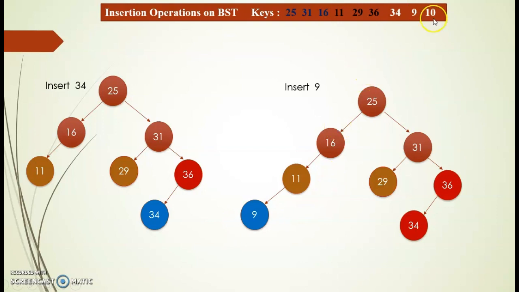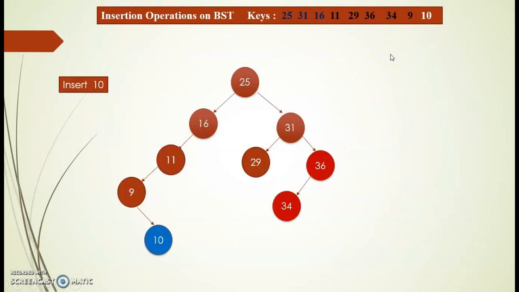Similarly, if you go ahead and insert 10, the last key in the available set of keys, 10 is lesser than 25, lesser than 16, less than 11, and it's not less than 9 but greater than 9. So it should fall not to the left of 9 but to the right of 9, that is 10.